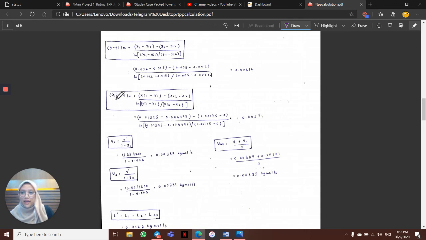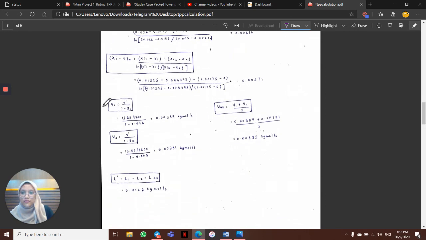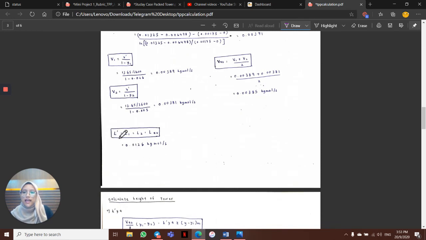Y minus YIM, you will get 0.00616. For xI minus xM, you will get 0.00371. For V1 and V2, you will get 0.00389 and 0.00381. For the average of V, you will get 0.00385. For L prime, L1, L2 and L average have the same value, which is 0.0126 kilogram mole per second.